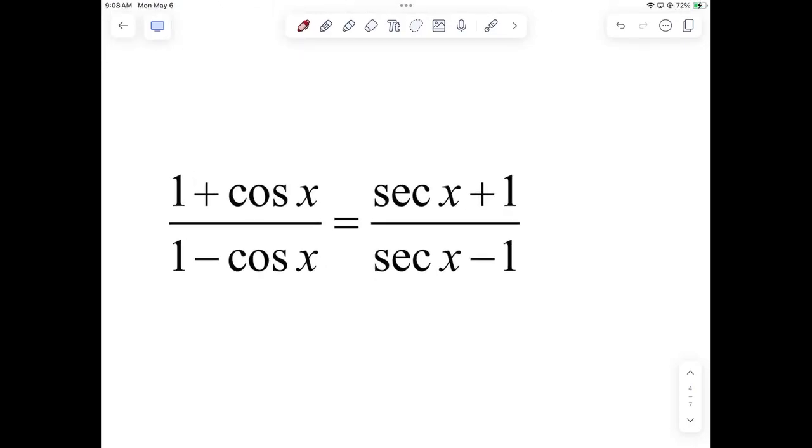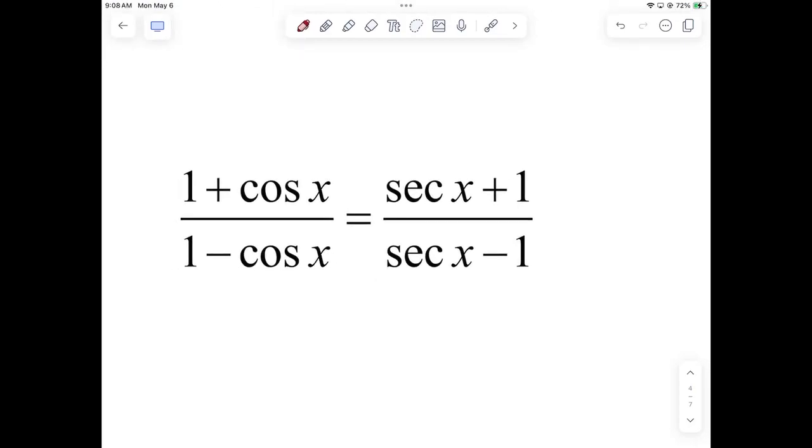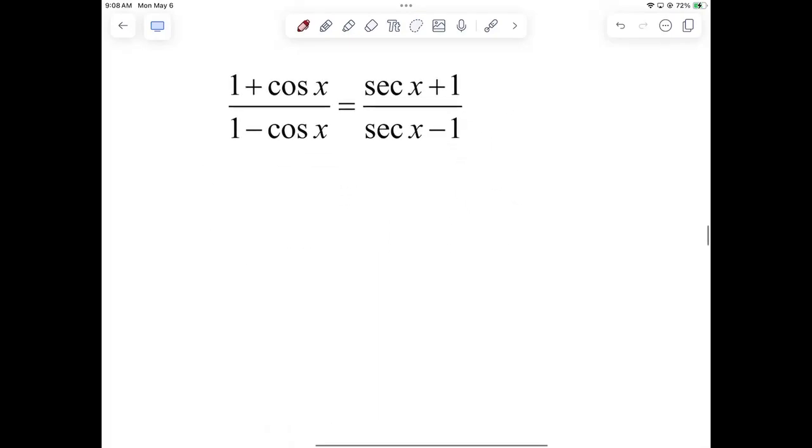Okay, next one. We're proving again. 1 plus cosine over 1 minus cosine, equals secant plus 1 over secant minus 1. All right, step 1, draw the line down the middle. Now, is there a possible opportunity here to multiply by the conjugate over the conjugate? Yeah, there is. There's actually 4 opportunities to multiply by the conjugate over the conjugate, isn't there?